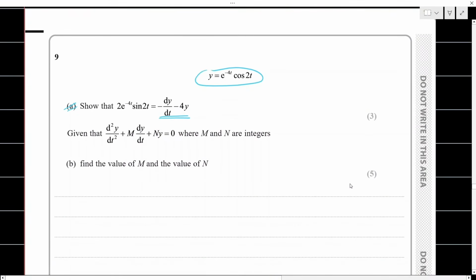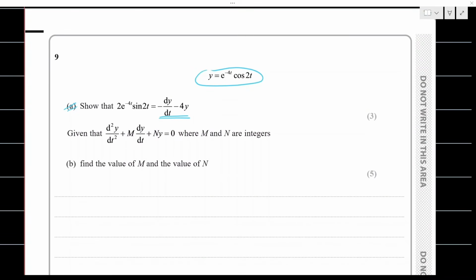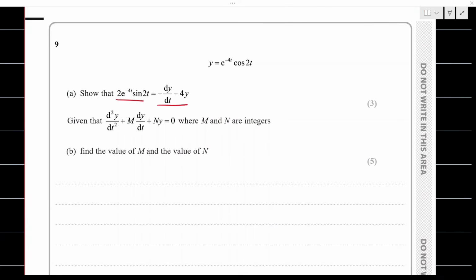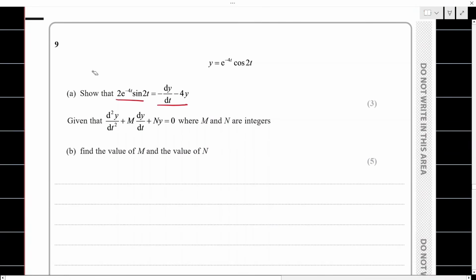Question number 9. So this is our question number 9. We can see that in our question we have an equation y equals e to the power of minus 4t into cos 2t. In part A, we have to show that 2e to the power of minus 4t into sin 2t is equal to minus dy by dt minus 4y.